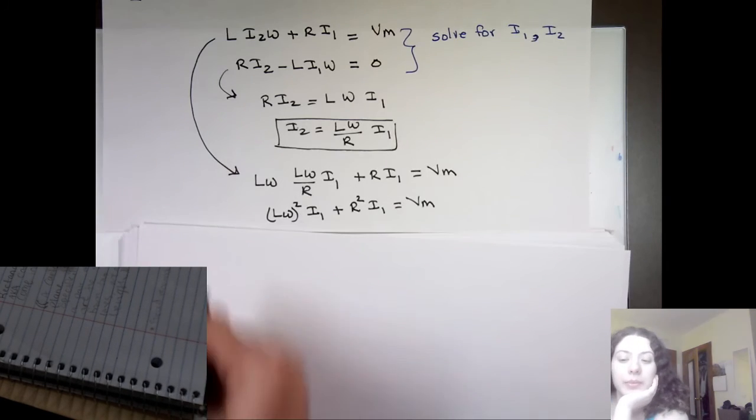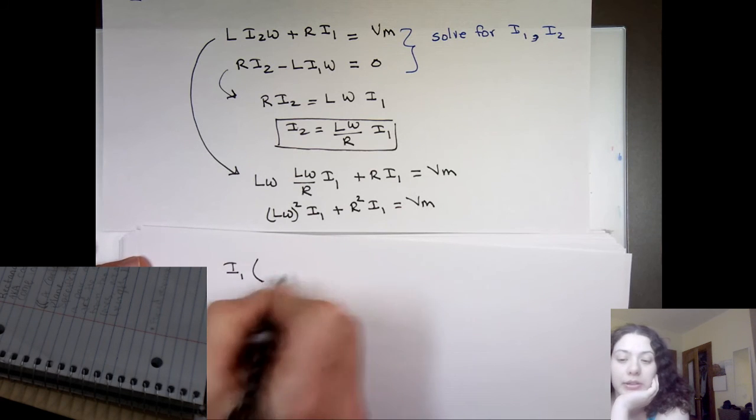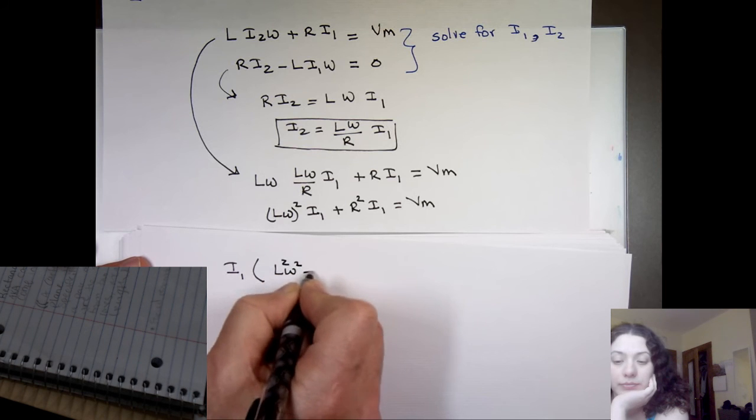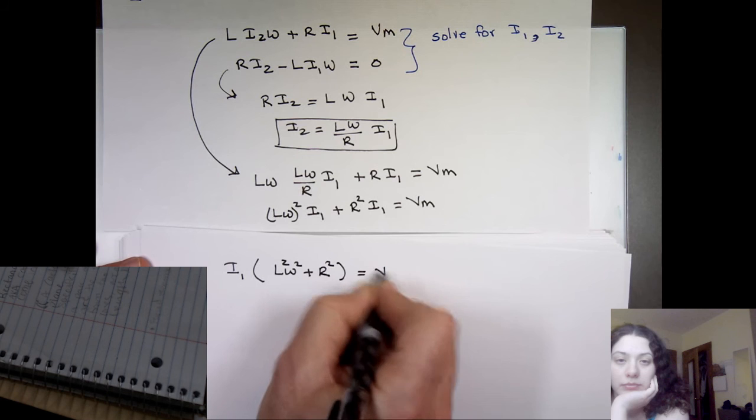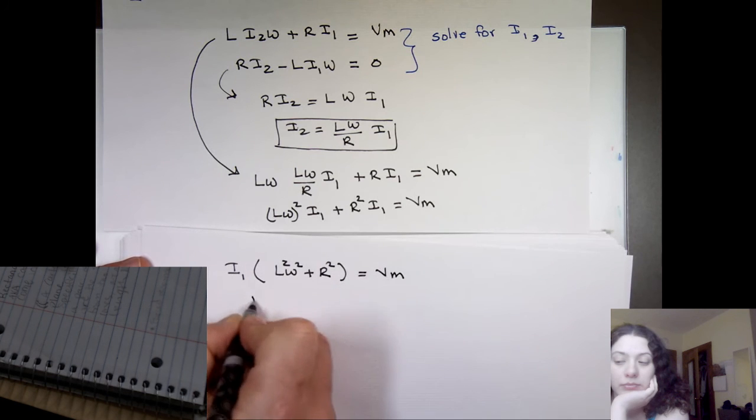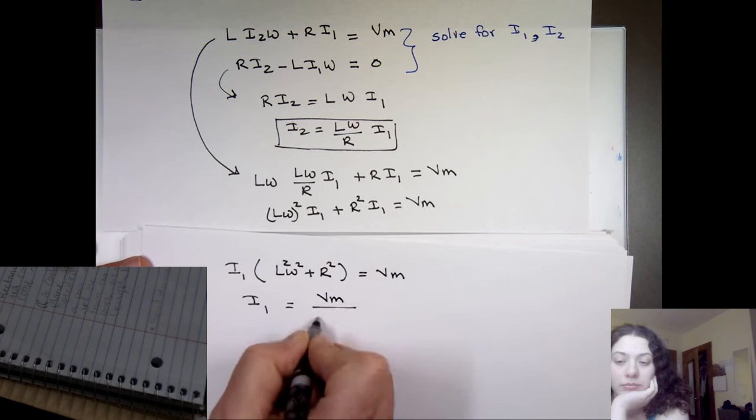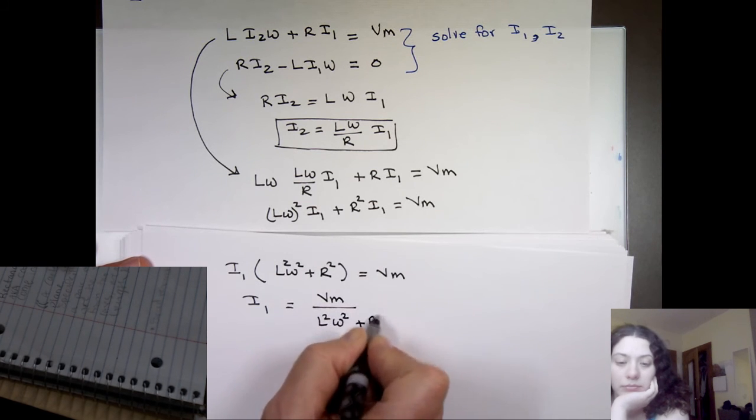You can factor I... Vm is voltage, I mean I1, right? Not I squared. L squared W squared plus what? R squared? What's I sub 1? It's Vm over L squared W squared plus R squared. Now we know what I sub 1 is.